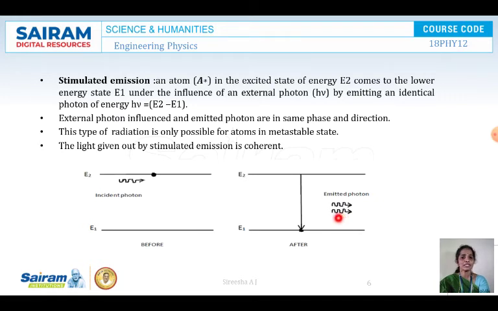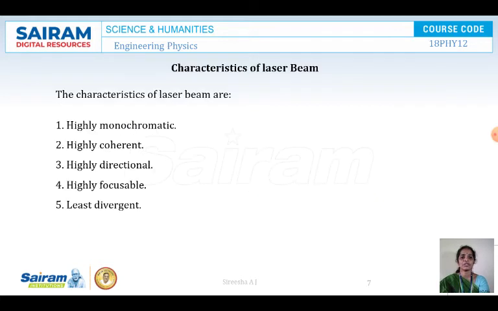So this type of emission, with the same characteristics as the incident photon, which is instigated by the external source, is called stimulated emission. Stimulated emission occurs only when there is a metastable state where an atom can sit for 10 to the power of minus 3 seconds. This type of emission is stimulated emission.